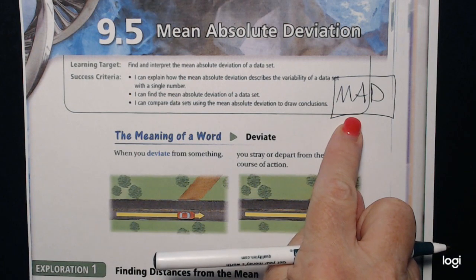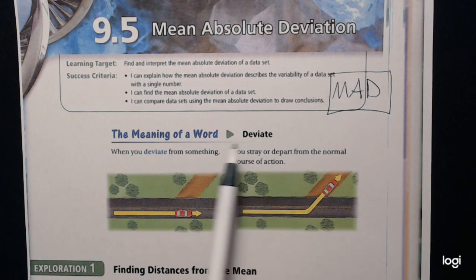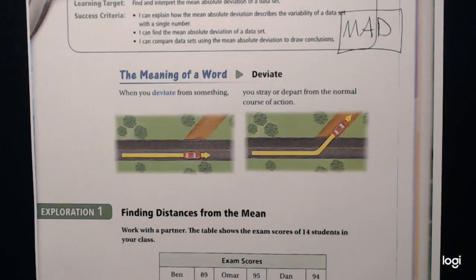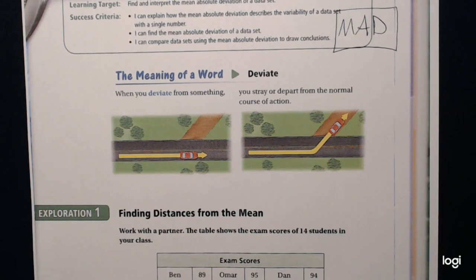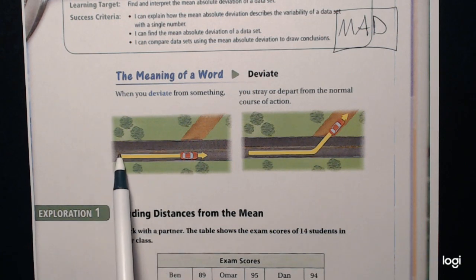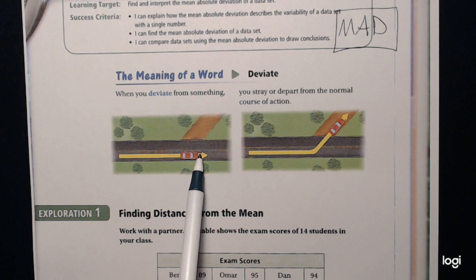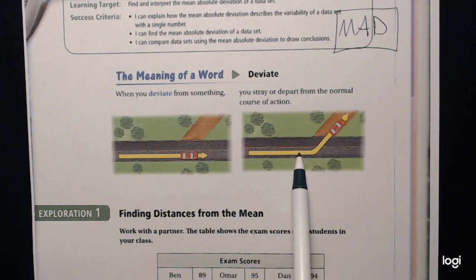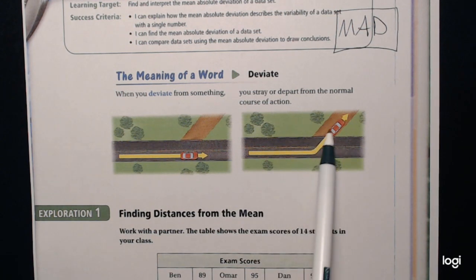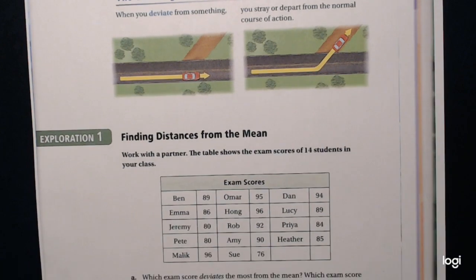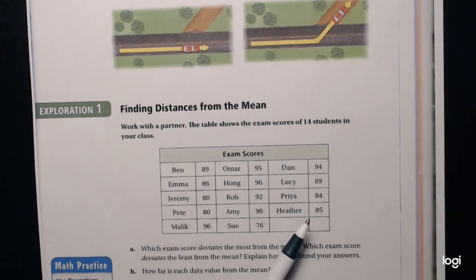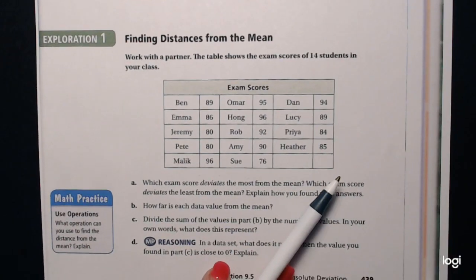It's called MAD. To deviate, as you can see in my picture, means to stray or depart from the normal course of action. So if you can see, the road goes like this, the car is going, but the car decides to deviate and go off the normal road, off onto the dirt road. And that's what deviate means, to go away from the norm. So what I'd like for you to do right now is just pay attention and listen, then we'll probably do some practice later.